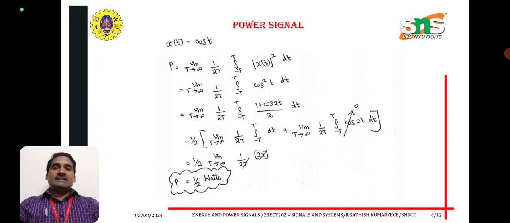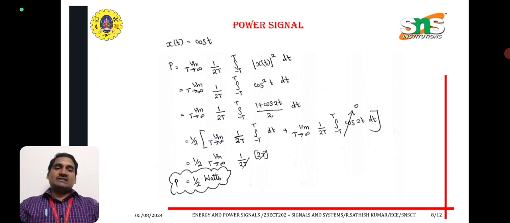Next one, x of t is equal to cos t. For the power of the signal, the limit t tends to infinity of 1 by 2t, integral from minus t to plus t of x of t the whole square dt, which is 1 by 2t integral from minus t to plus t of cos square t dt. Cos square t is equal to (1 plus cos 2t) divided by 2. Therefore, taking 1 by 2 as common: limit t tends to infinity of 1 by 2t, integral from minus t to plus t of 1 dt, plus limit t tends to infinity of 1 by 2t, integral from minus t to plus t of cos 2t dt.